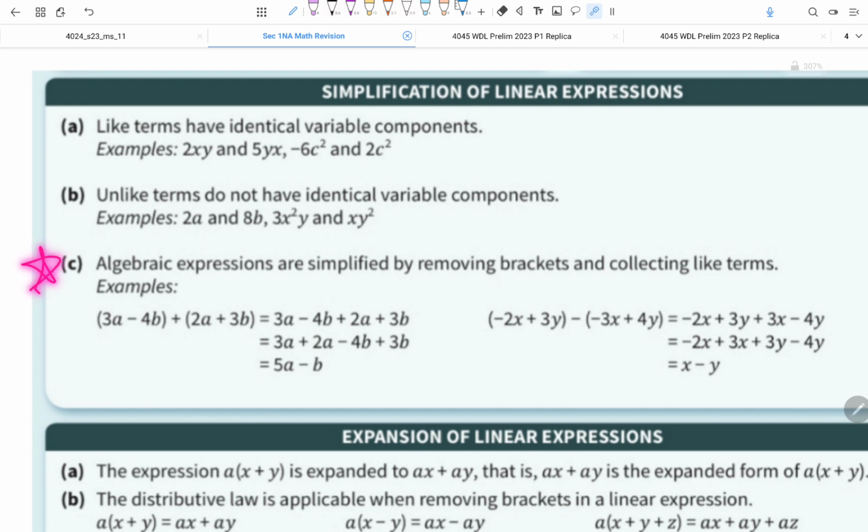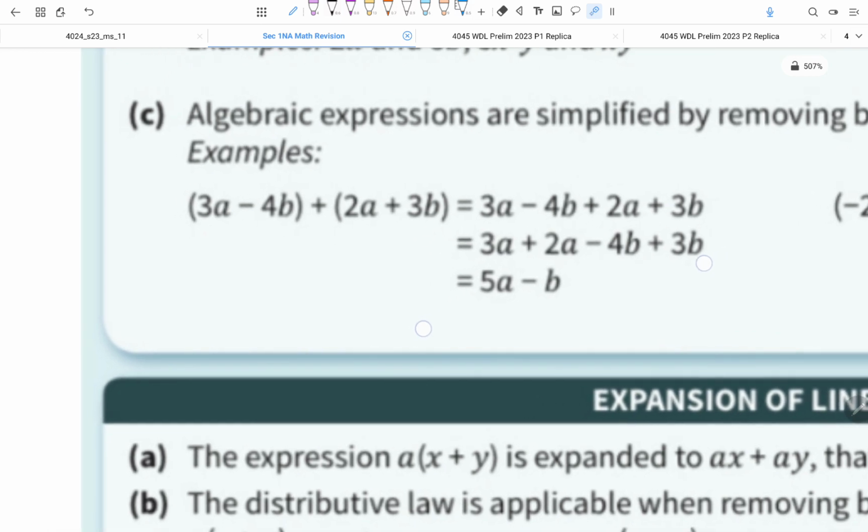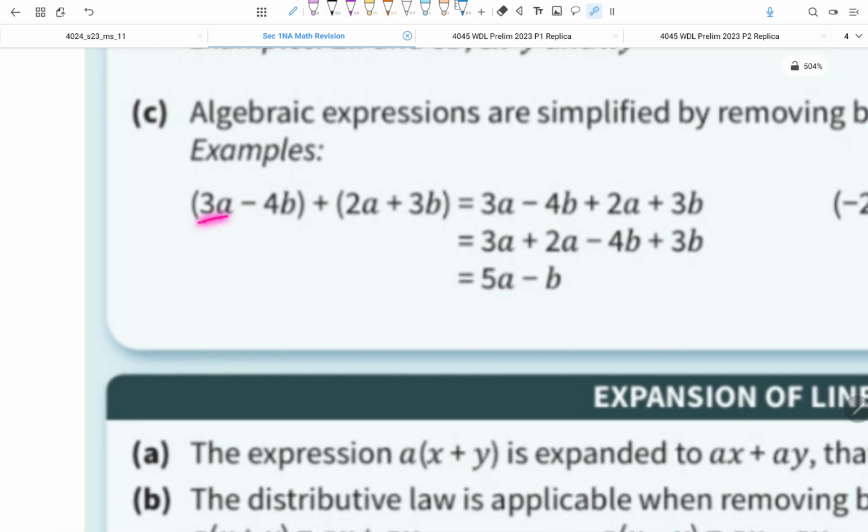Part C is important. Algebraic expressions can be simplified. That means you can remove brackets and collect the like terms. Example, part C, 3a minus 4b expand becomes 3a minus 4b. Now this positive sign is actually a positive 1 by the way. If I multiply in the positive sign, positive times positive is still positive 2a. Positive times positive 3b is still positive 3b. That's why you see a positive 2a and positive 3b.